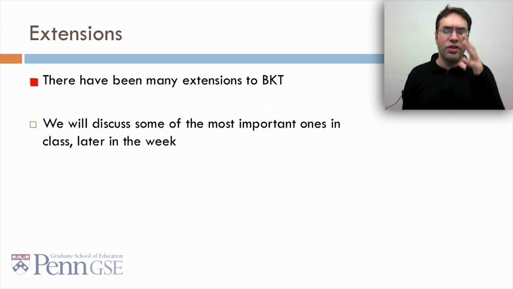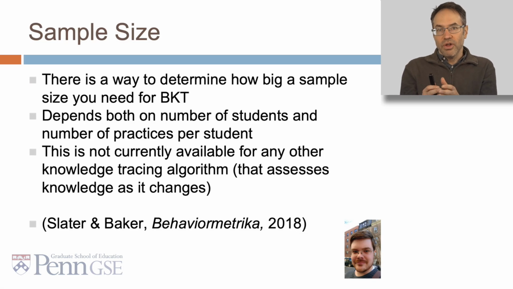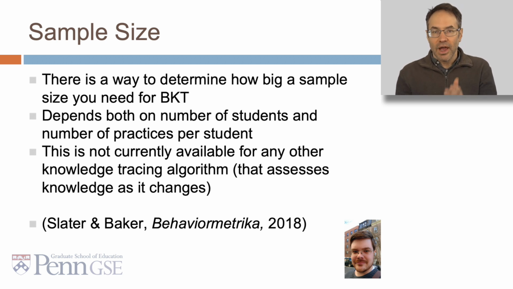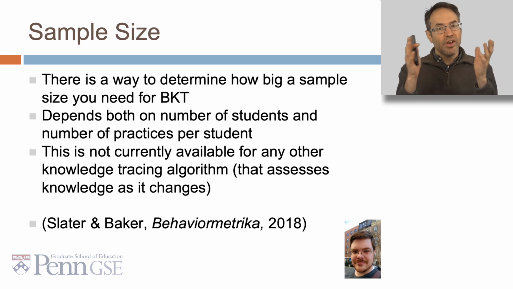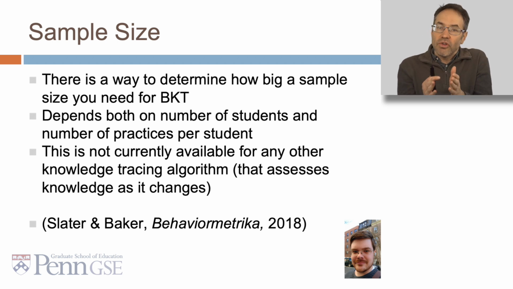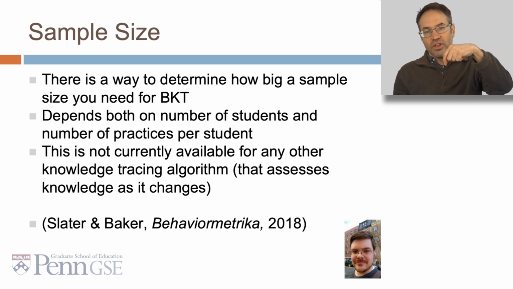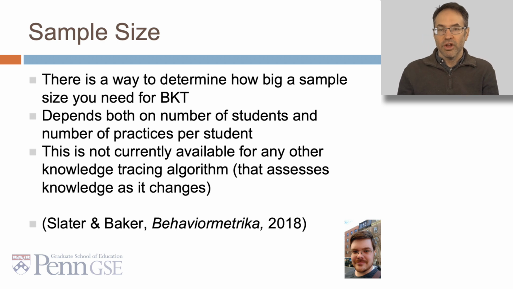I want to conclude by saying that there have been a bunch of extensions to BKT. It's not just a good model, it's also been the basis for a lot of other interesting work. We're going to discuss some of the most important ones in class later in the week. One other important note. One cool thing about BKT that the modern alternatives don't have is that there's actually a way to determine how big a sample size you need for BKT. It turns out to depend both on the number of students you have and the number of practices per student. So it's not simply that you need a certain number of students, you also need to know how much data you have per student. And this isn't currently available for any other knowledge tracing algorithm that assesses knowledge as it changes. For details on this method, see Slater and Baker in Behavior Metrica in 2018.